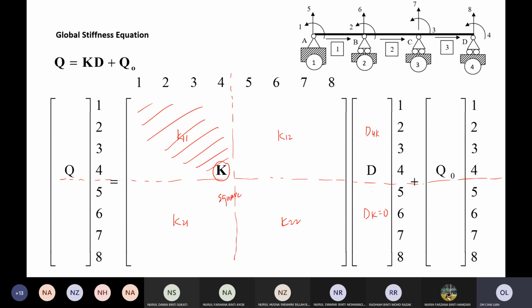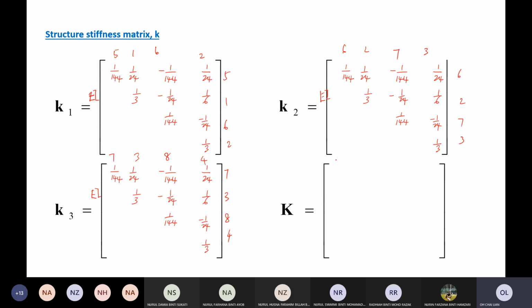So let's go back to our structure stiffness matrix. You just need to find 1, 2, 3, 4 only. Can you do it now? You need to go to column 1, row 1 to search, for example. If you see that only K1 has this value, it will be 1/3 here. So please try it. I give you 5 minutes to do that, then we'll have a break.